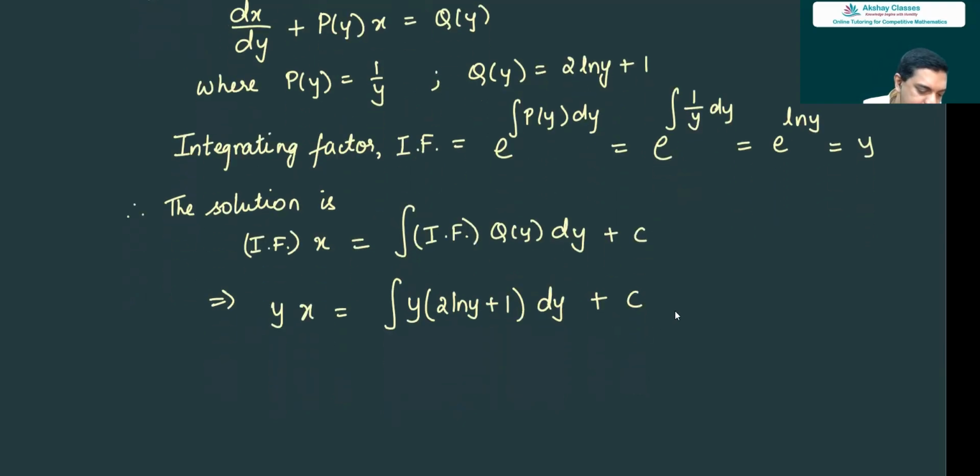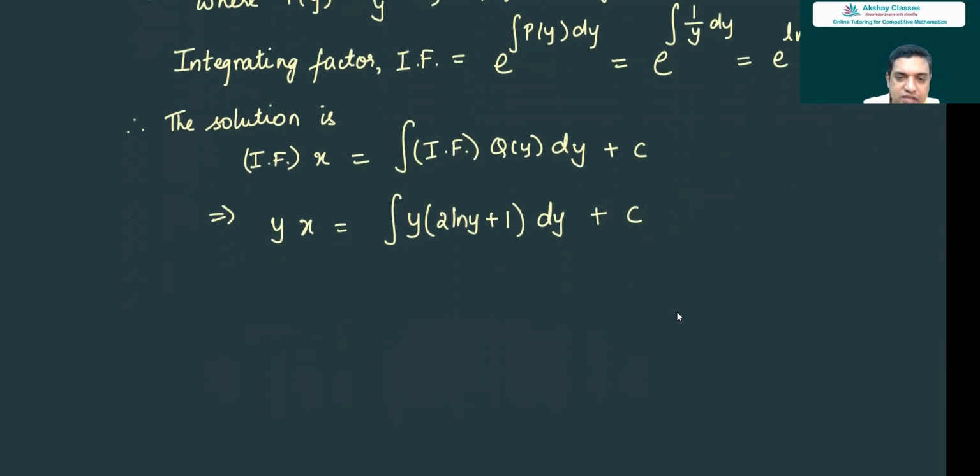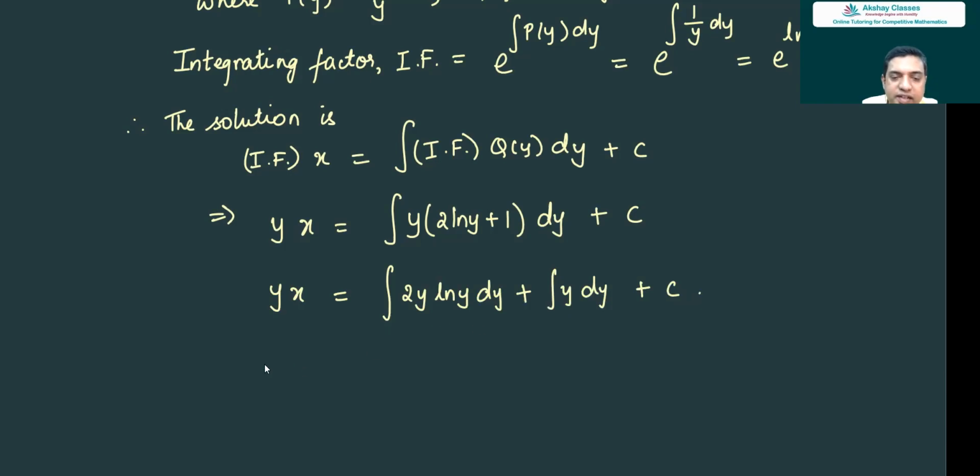So of course, y log y. Let us do this. This is integral of 2y log y dy plus integral y dy plus c. This will integrate by parts. In ILATE, inverse, logarithm, then algebraic. So logarithm will be the first function, algebraic will be the second function. So integrating by parts, I'll write here.